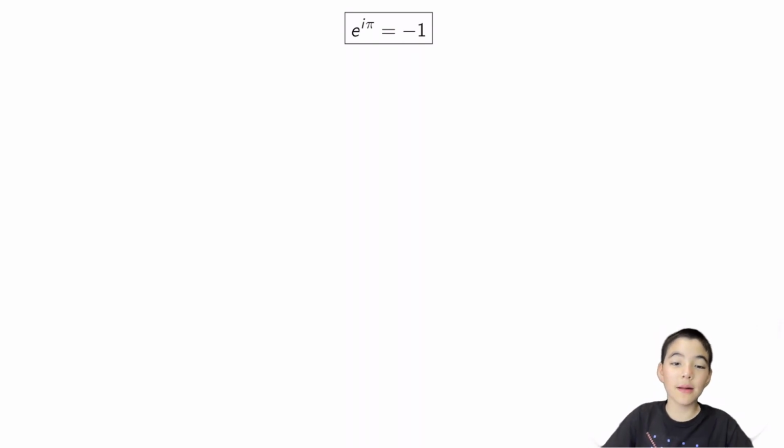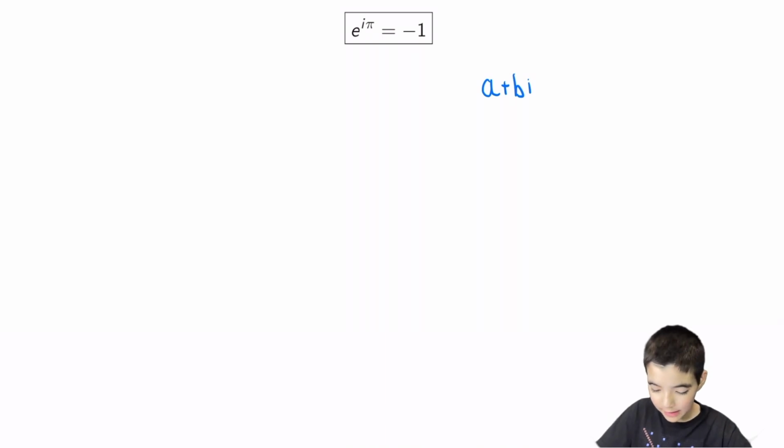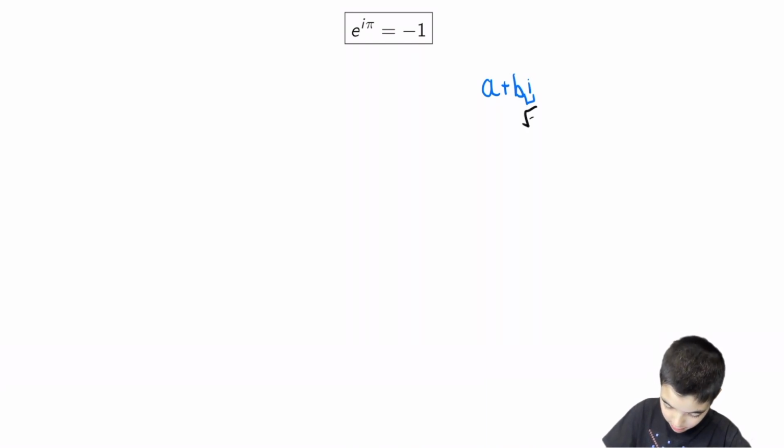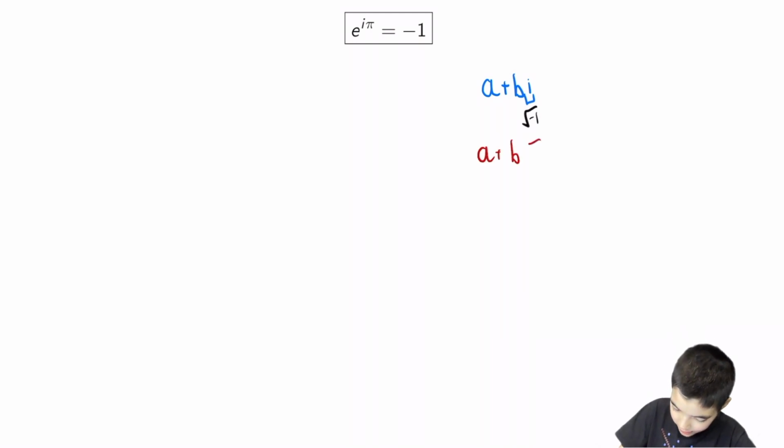A complex number is a number of the form a plus bi, where a and b are real numbers. But what is this i? i is the square root of -1. So in other words, a complex number is any number of the form a plus b times the square root of -1. But it's cleaner to write a plus bi.